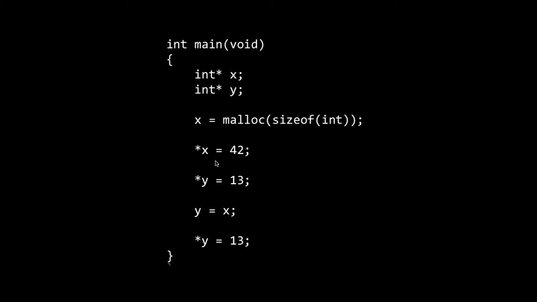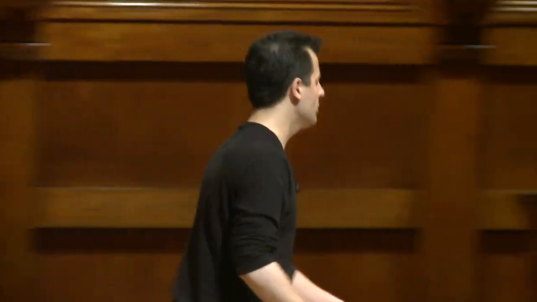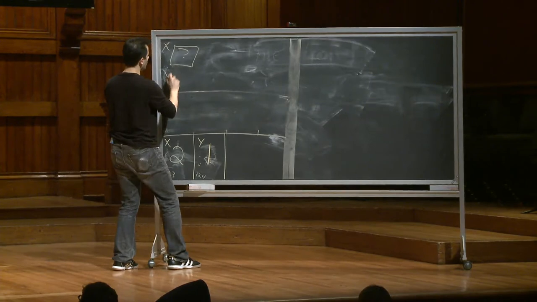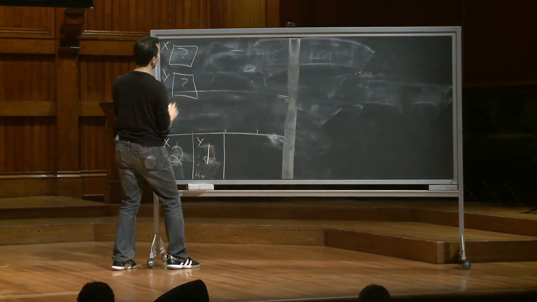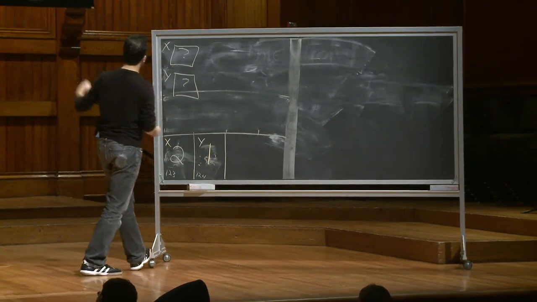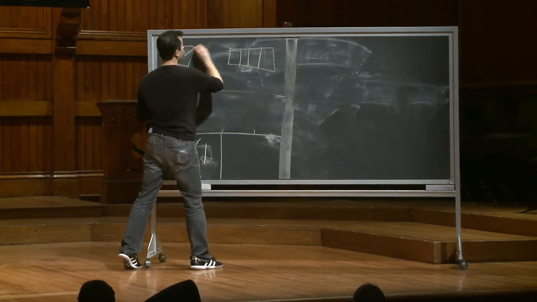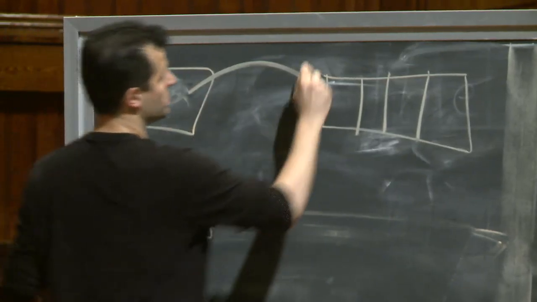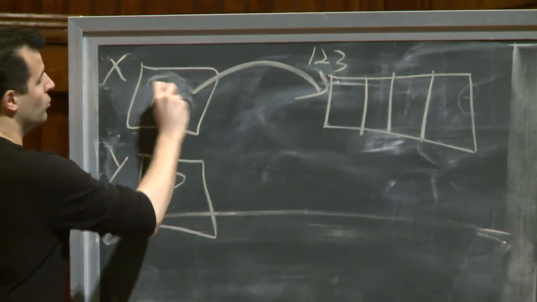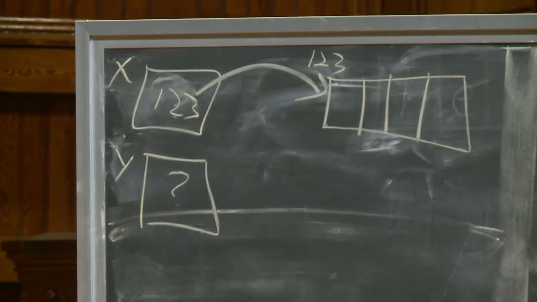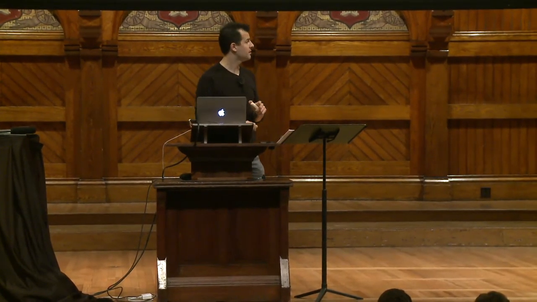Well, x, star x equals 42, is doing what? Well, if at this point in the story, we have x, which looks like this, with some garbage value. This is now y, with some garbage value. Now in line 3, I've allocated 4 bytes. This picture essentially looks like this. Or more specifically, if this is arbitrary address 1, 2, 3, this is what our story now looks like. Y, meanwhile, oh, sorry, star x equals 42 now means what?